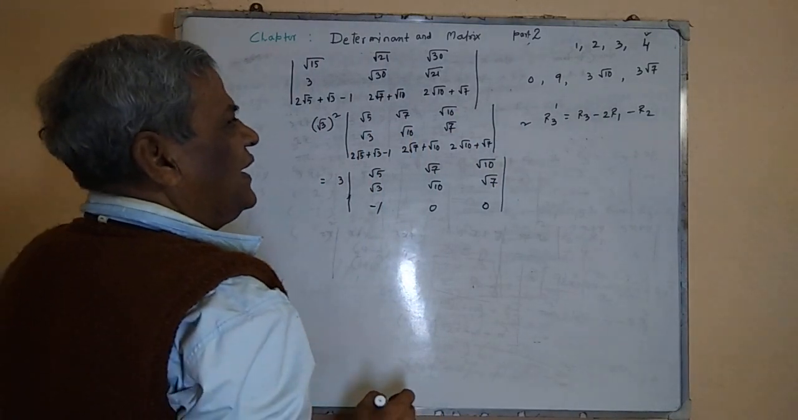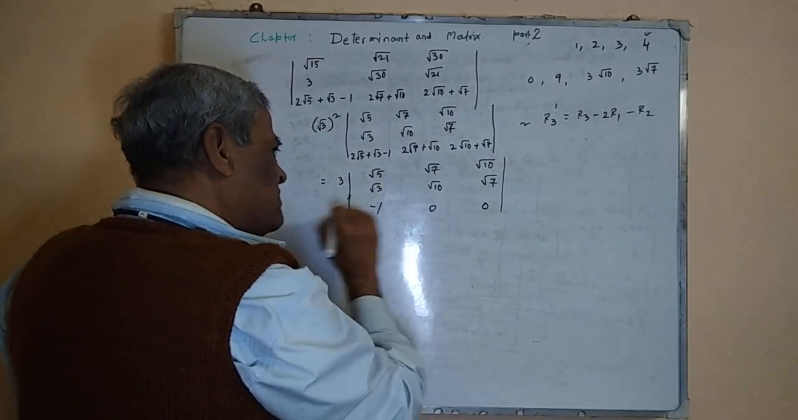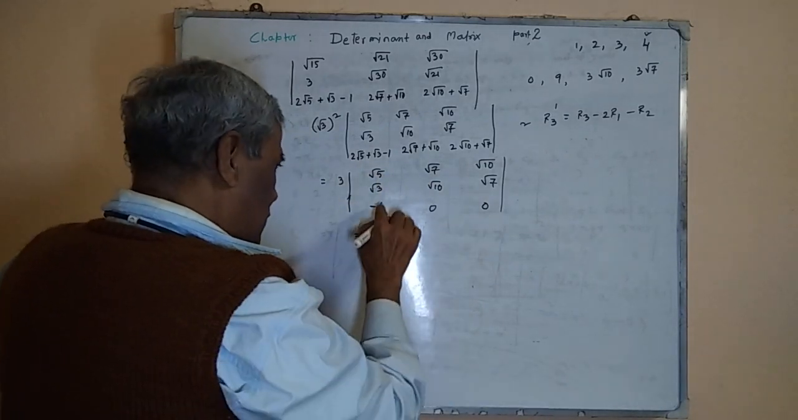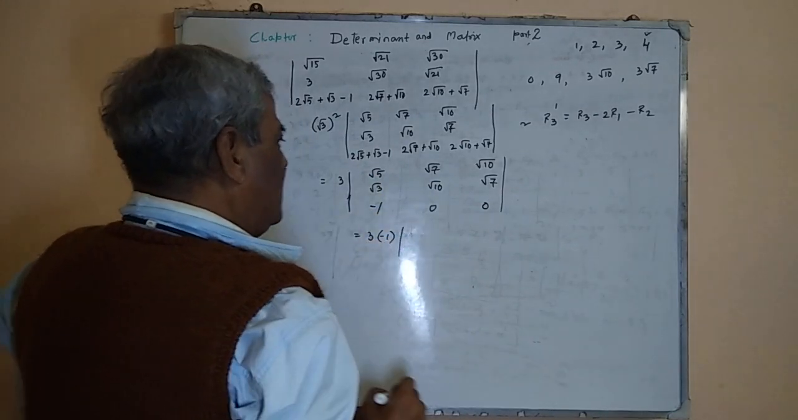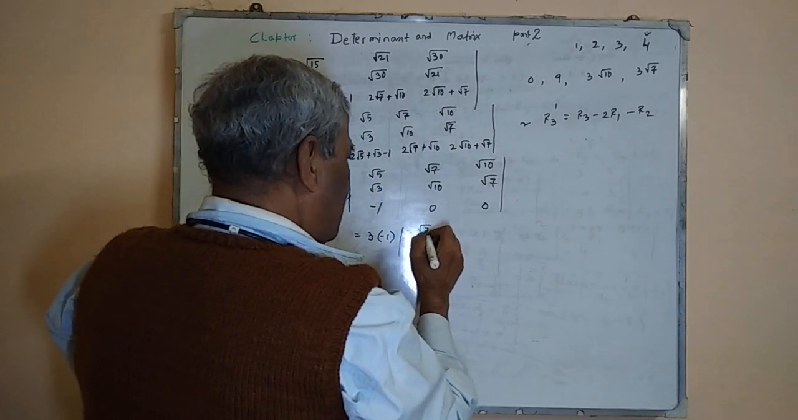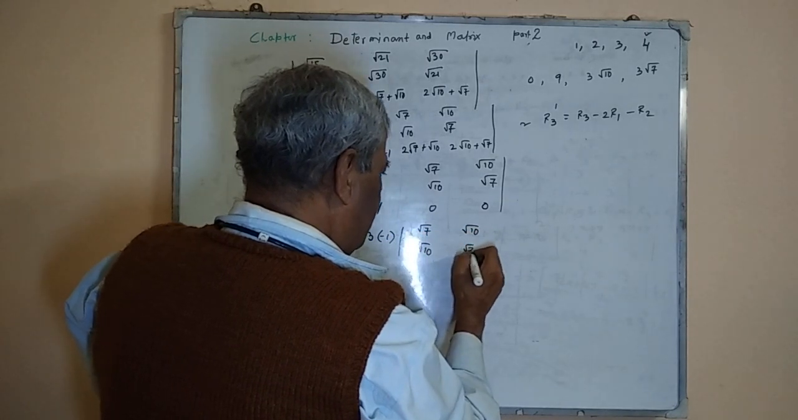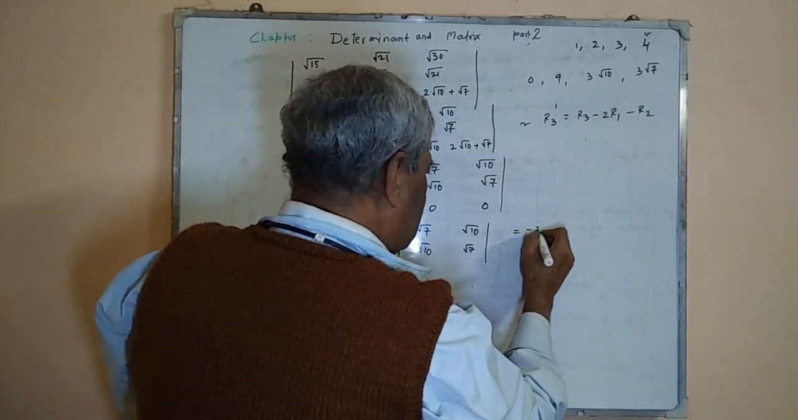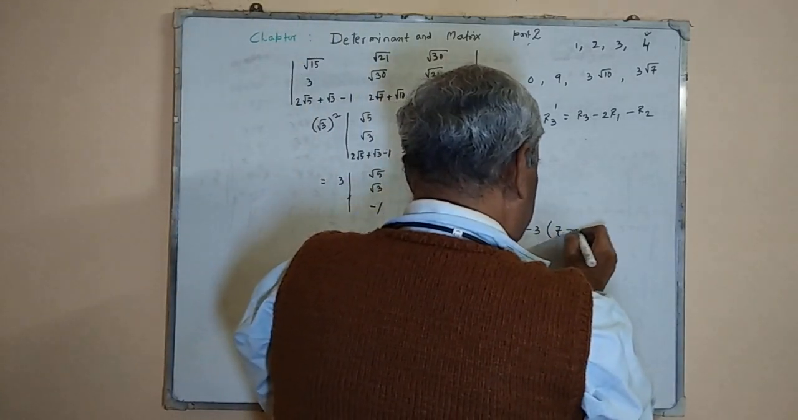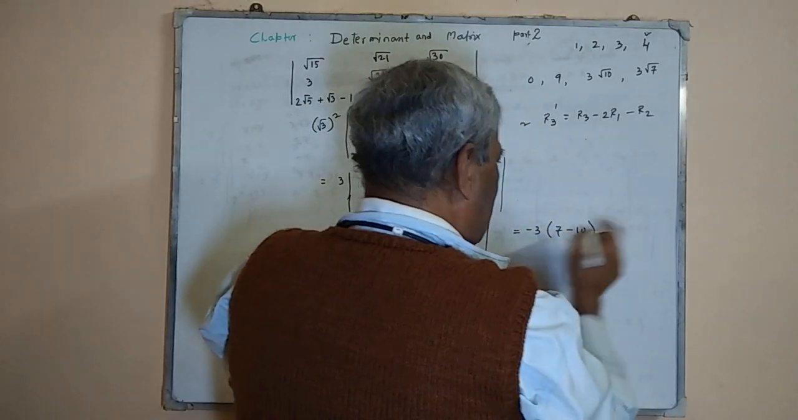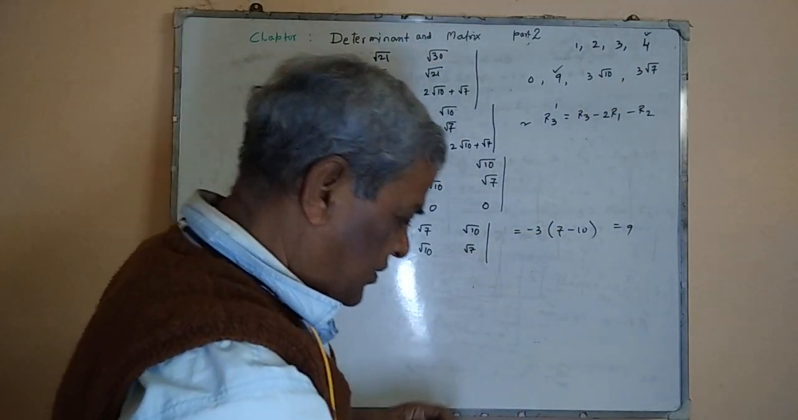So it is equal to 3 into, I am expanding with respect to R3, so minus 1 into a determinant, root 7, root 10, root 10, root 7, so that it is equal to minus 3 into 7 minus 10. So another minus 3, so answer is 9. So this option is correct.